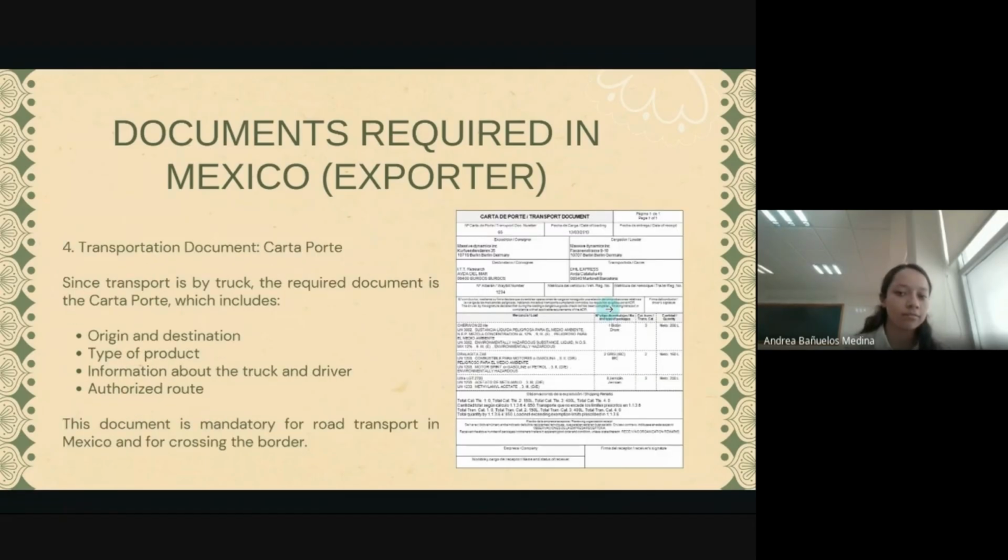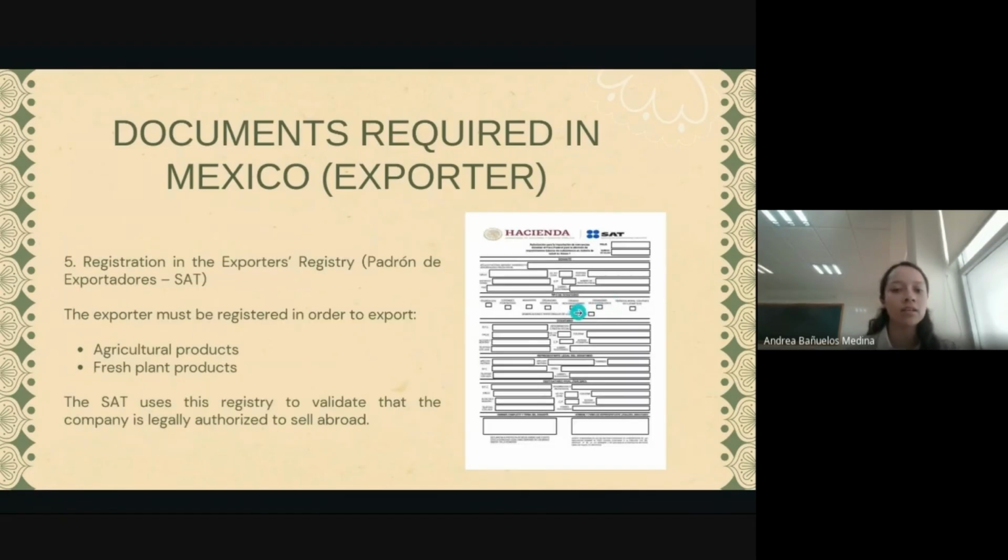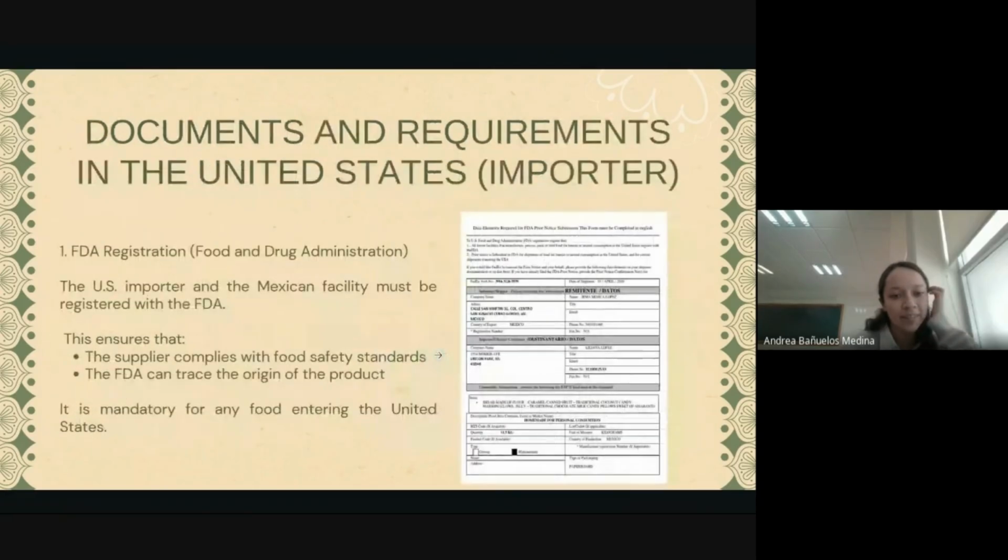Okay, the next one, please. These are different pictures of this kind of documents. As you can see, they're in Spanish because I live here in Mexico. But when we change from the documents to the United States as an importer, it is different. So can you go to the next slide?